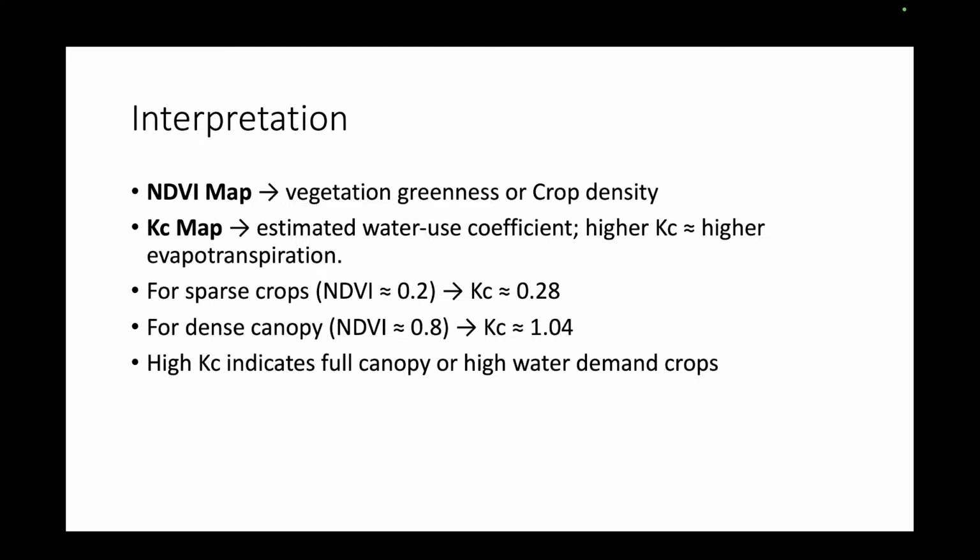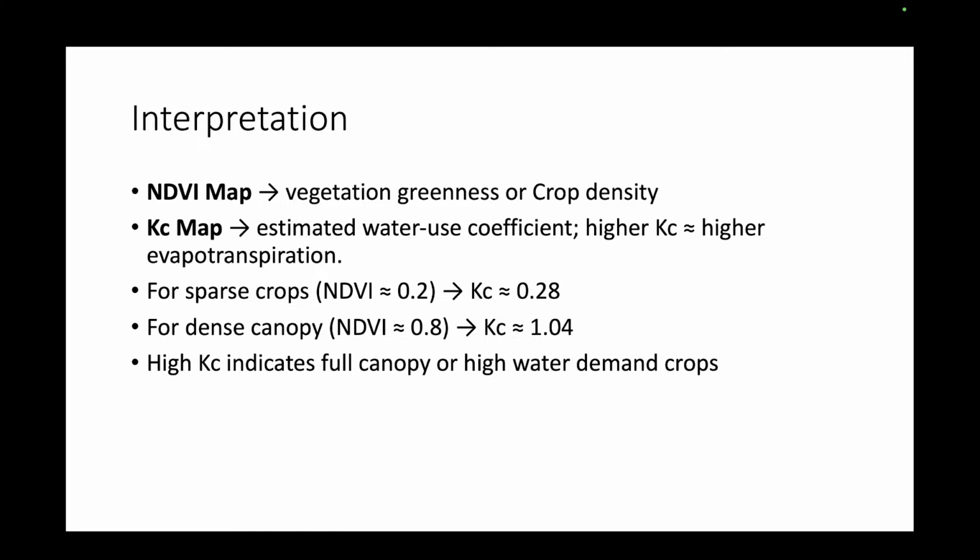Suppose I have a good crop plant or good density of crop plant. Here I find a high NDVI value, suppose 0.8. If the NDVI value is very high, then the Kc value is also high, because high NDVI value or dense crop plant has higher evapotranspiration. Suppose I have a good field or a good crop plant. This type of crop plant has high NDVI.